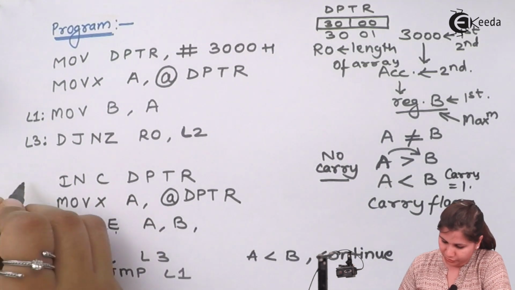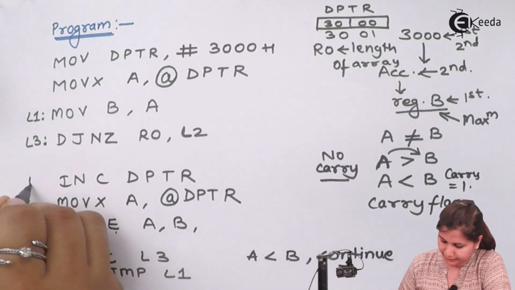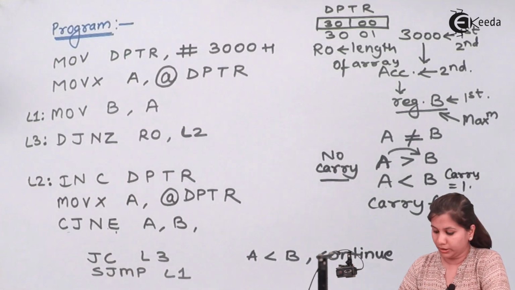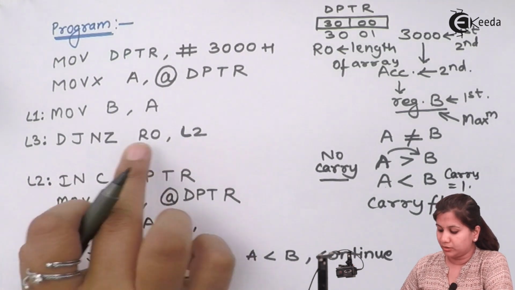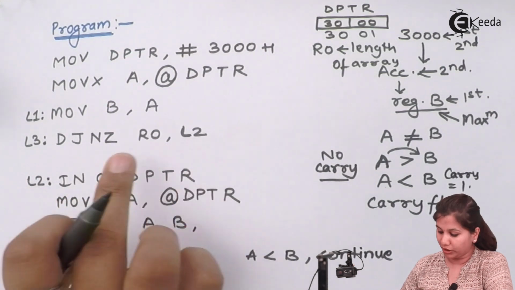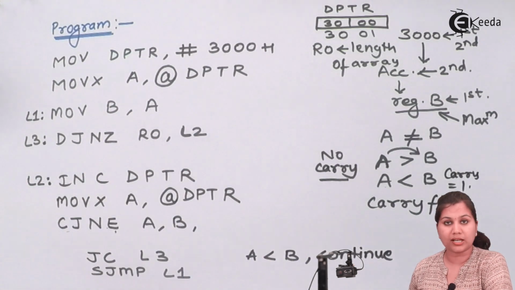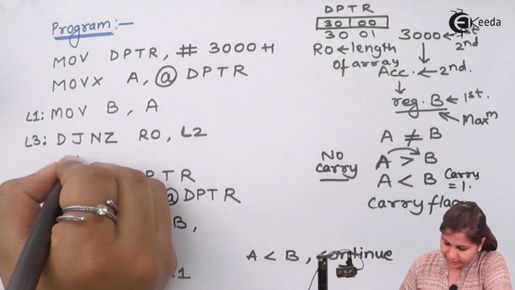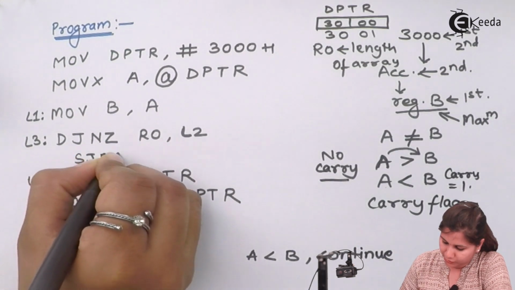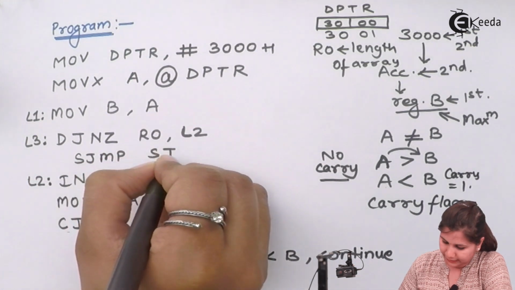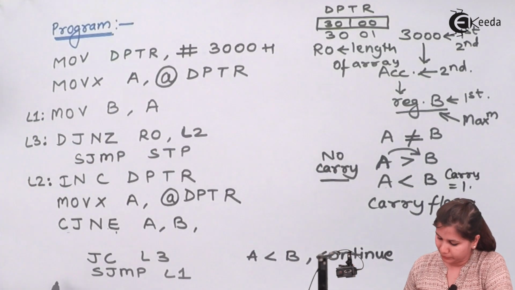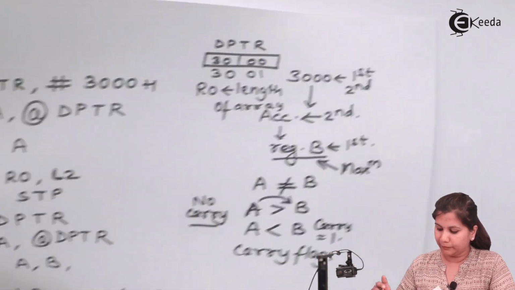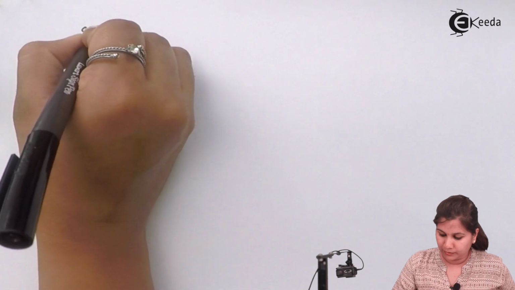At this position, INC DPTR. Okay, means when it is not 0, it has to just come to the last position. So here we will write SJMP, short jump STP, and STP is written as the label here.